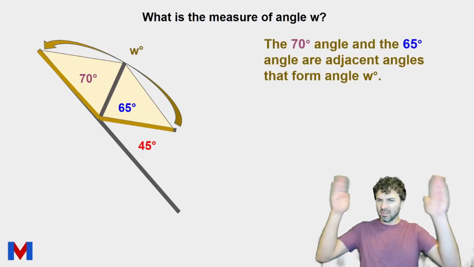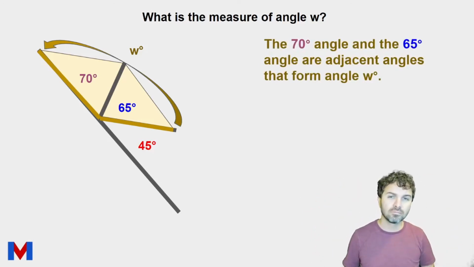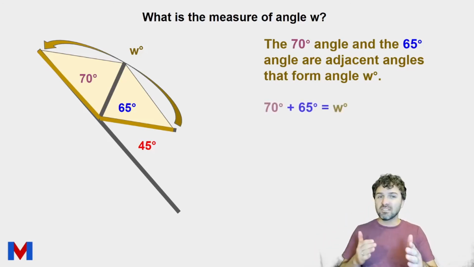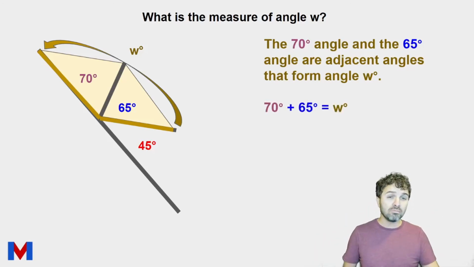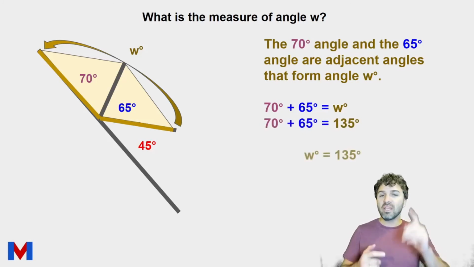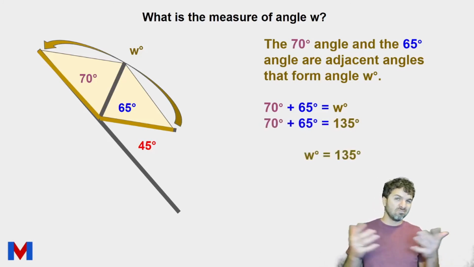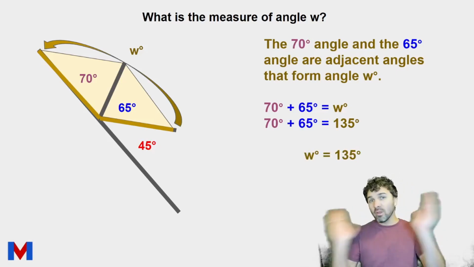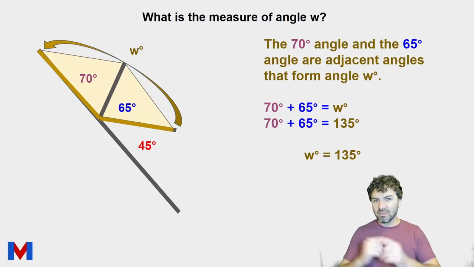Angle W is that big angle there, the yellow one. So that means that 70 plus 65 will give us the measure of angle W. 70 plus 65 is 135, so W is 135 degrees. There we go. Adjacent angles: two angles that share a side to form a larger angle. They add together to make that larger angle.